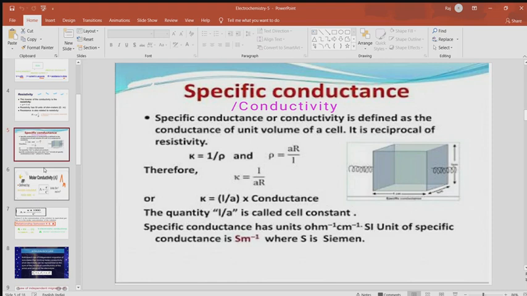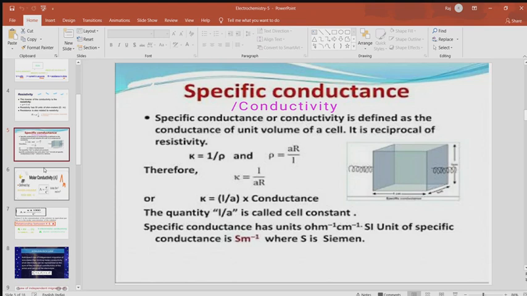Specific conductance or conductivity is the reciprocal of resistivity, and it is defined as the conductance of unit volume of cell. It is called specific conductance.